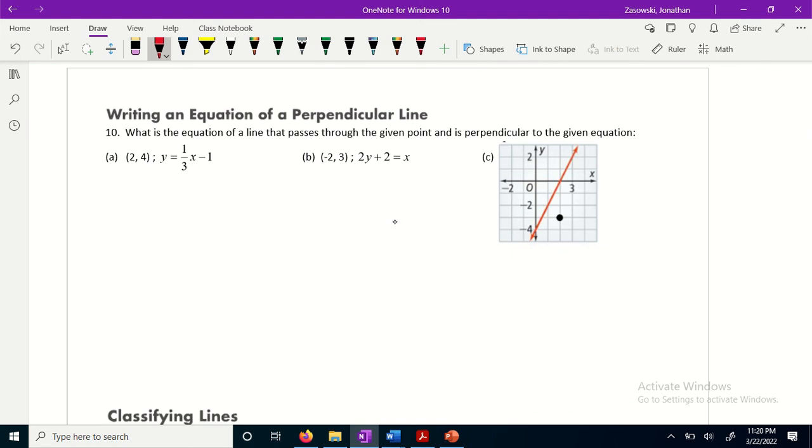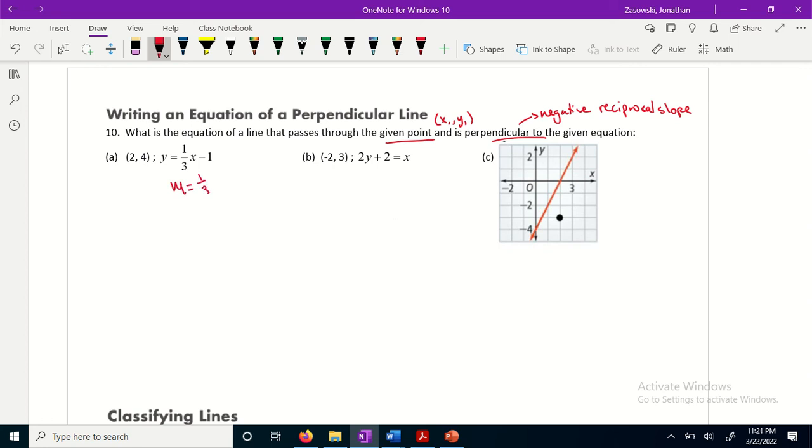Once again, we have a line that passes through the given point, so that's our x1, y1. And it's going to be perpendicular, so remember, we're going to think that this is the negative or opposite reciprocal slope. All right, so let's take a look at the first one. y equals 1/3 x minus 1. So our slope is going to be the opposite reciprocal here.